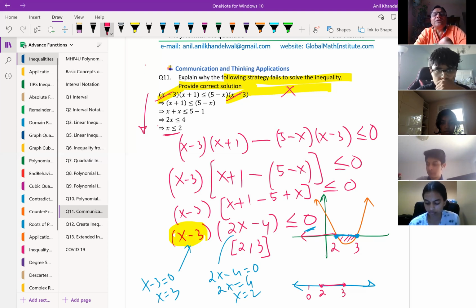That is why this is a communication and thinking question. It comes in the test paper. Very important question. You have to communicate in each and every line why you cannot do it, why this statement is wrong. This statement is wrong because x belongs to real numbers. It could be negative. So x minus 3 could be negative. If you're dividing by a negative number, you have to change the inequality sign. You get the idea? But you just cancel.